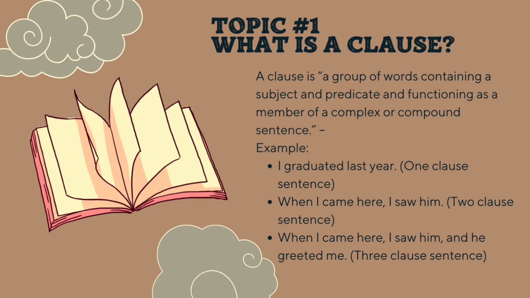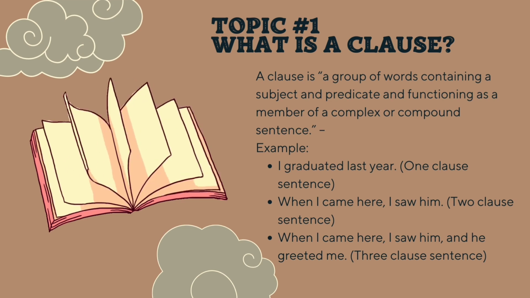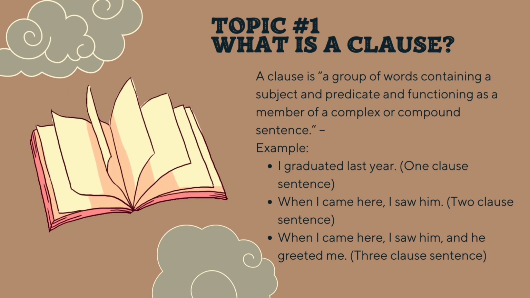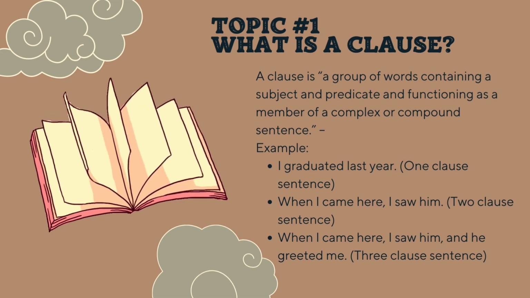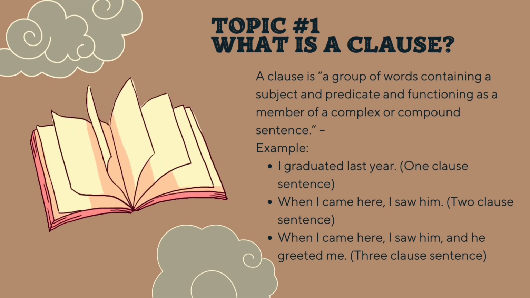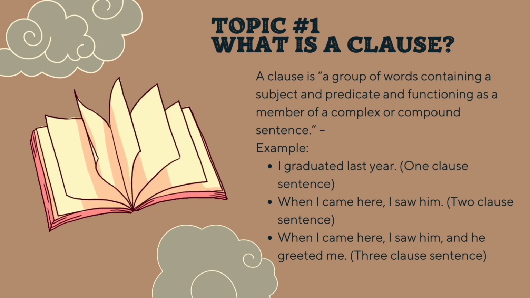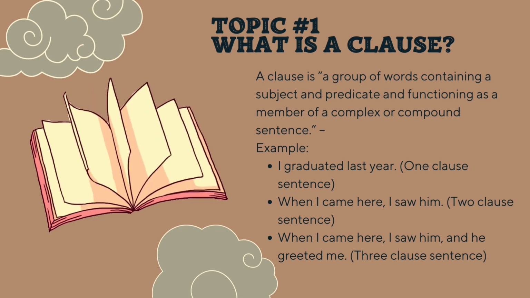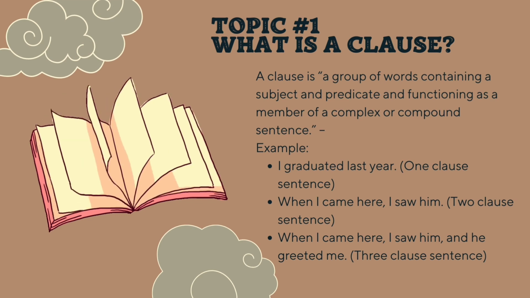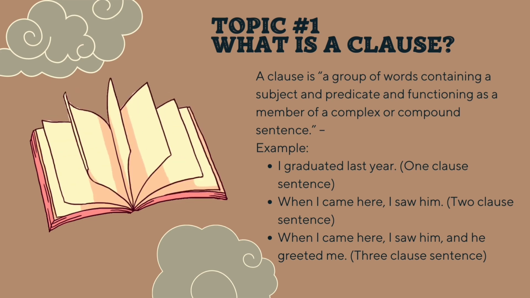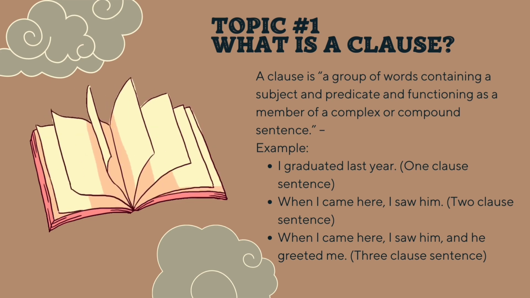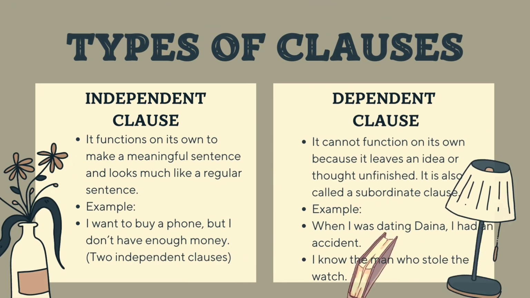So here we have some examples of clause. First, I graduated last year. The sentence contains one clause. The second, when I came here, I saw him. The sentence contains two clauses. And the third, when I came here, I saw him and he greeted me. The sentence contains three clauses because it contains three subjects and three predicates.